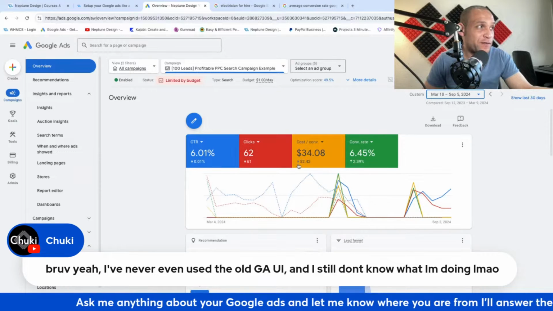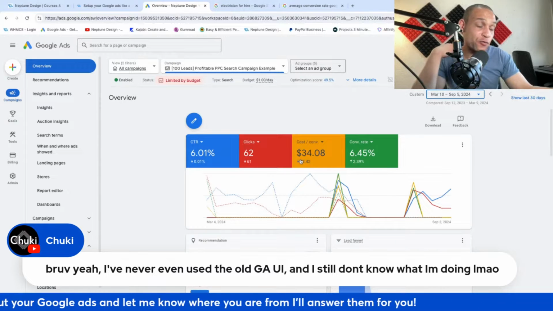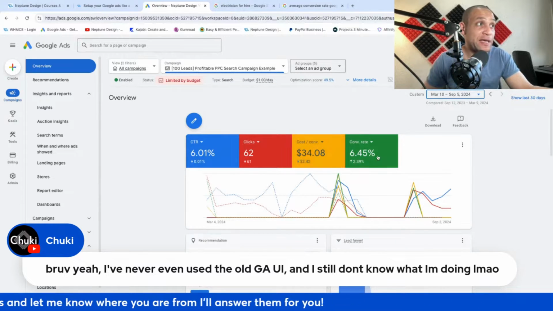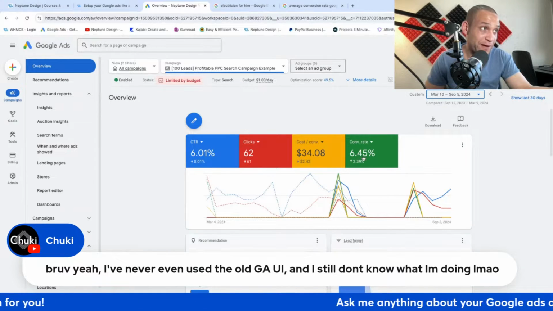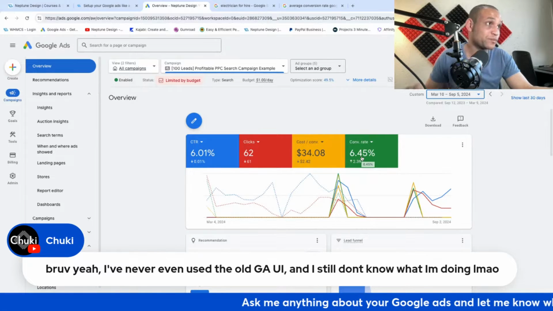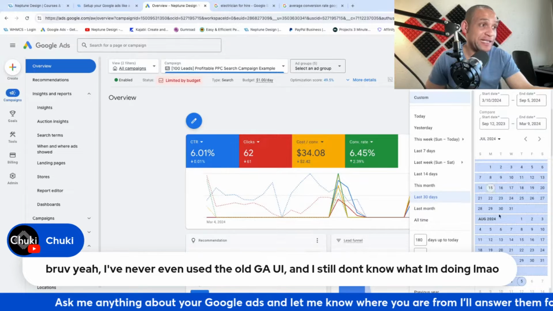My cost per conversion has actually dropped by $2.42, which means my leads are getting cheaper and my conversion rate has actually increased from whatever it was to 6.54%. Yep. So that's why I said this is pretty easy to see.